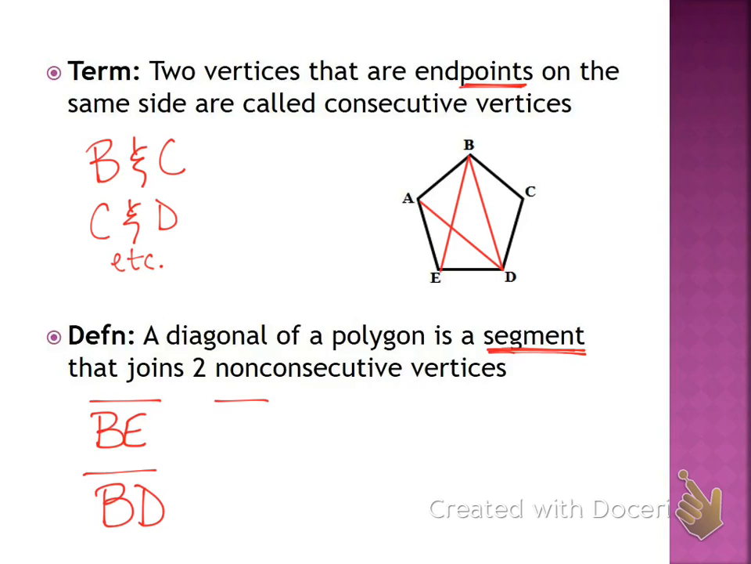No. Why not? Because why? Okay, they're consecutive. They're not non-consecutive. They're actually a side of the pentagon. Okay, so there are more diagonals, of course, so you could list them all out if you need to or want to, but those are some examples.